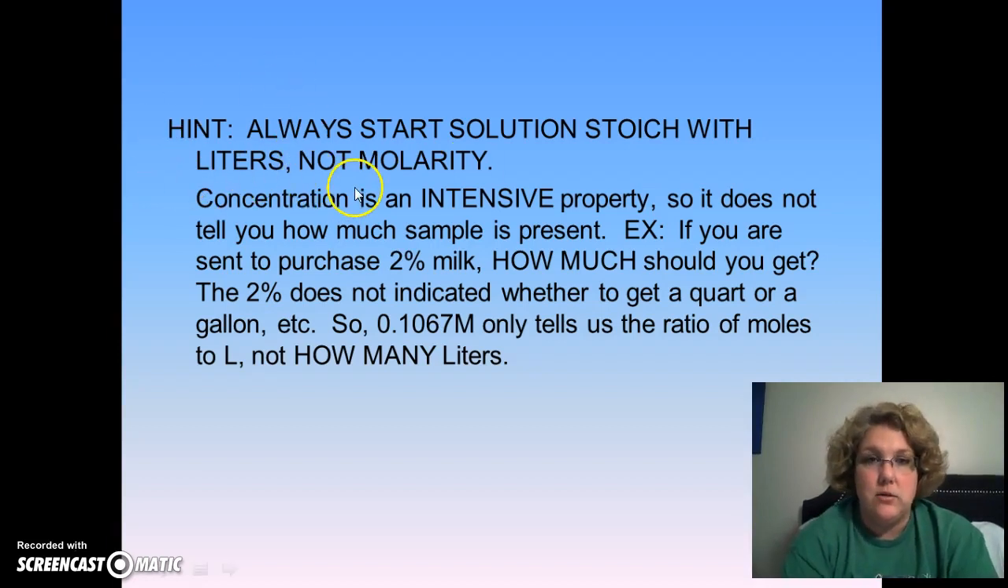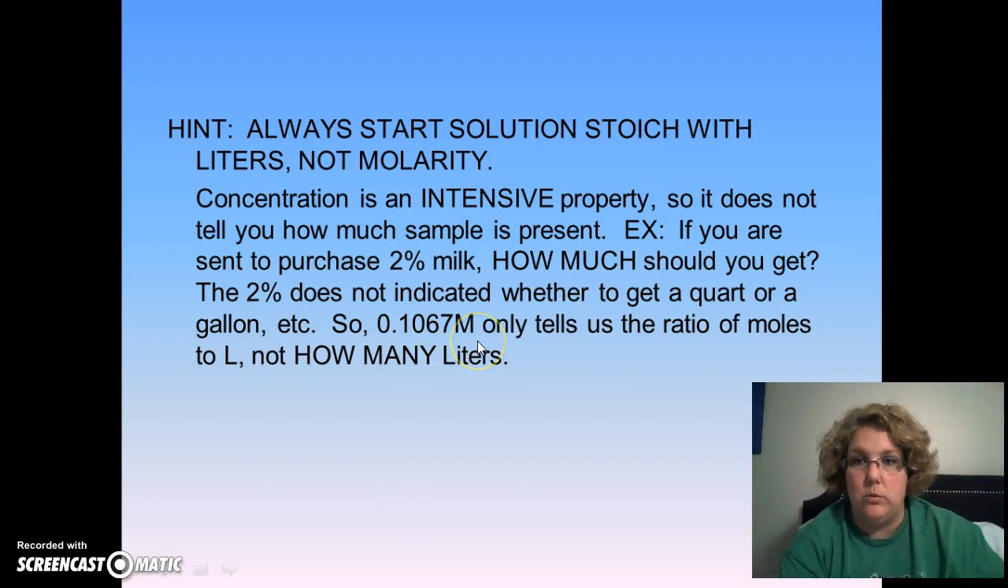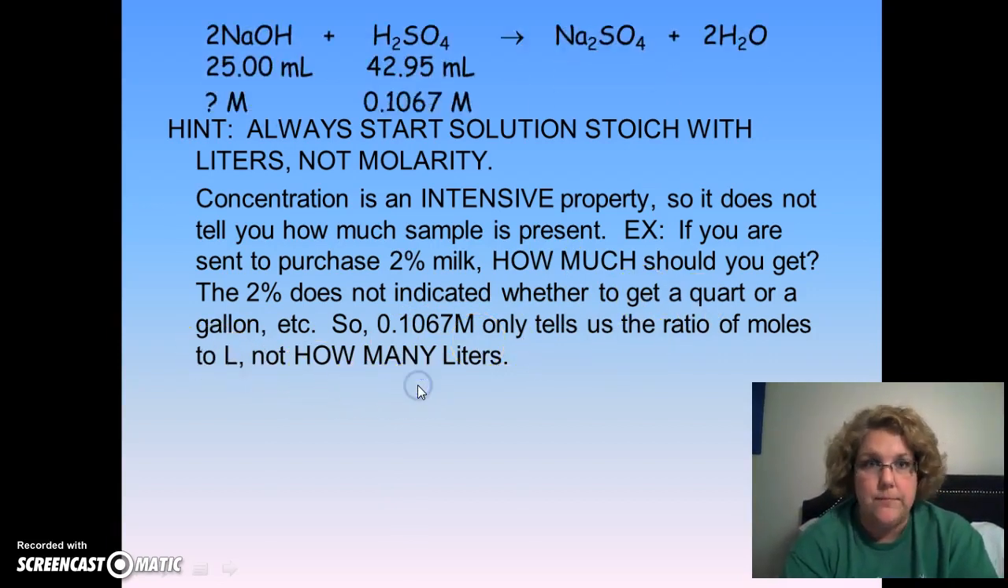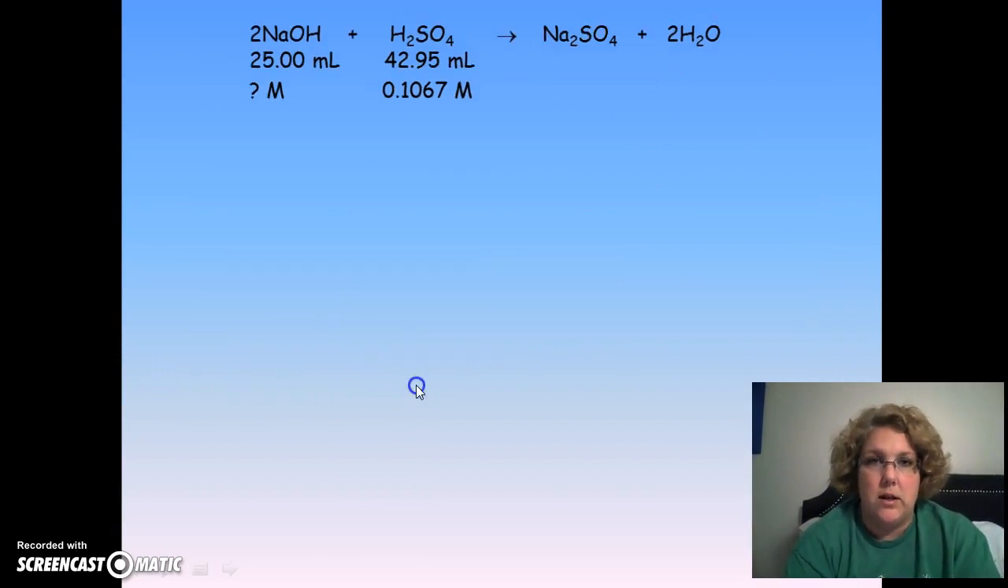All right, so concentration is an intensive property. So it doesn't tell you how much sample is present. So if you are sent to purchase 2% milk, how much should you get? Well, you really don't know, okay? The 2% does not indicate whether to get a quart or a gallon. So in this case, the 0.1067 molarity only tells us the ratio of moles to liters. It doesn't tell us how many liters.